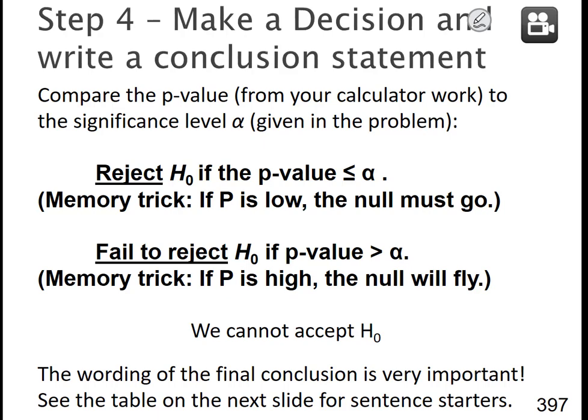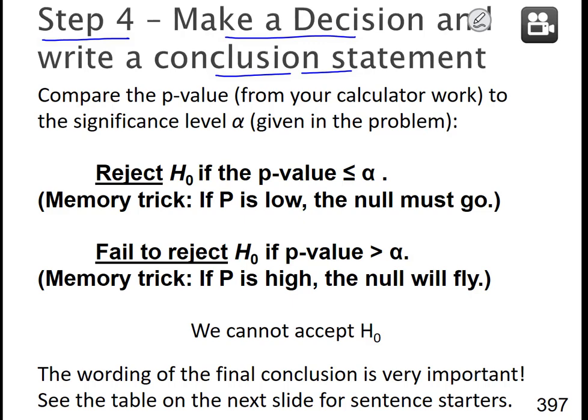So for the hypothesis test, step 1 was to write the hypotheses. Step 2 was to figure out what kind of tail test it is. And step 3 was to use the graphing calculator to find the p-value and the test statistic. So finally we get to step 4, where we're going to make a decision and write a conclusion statement.